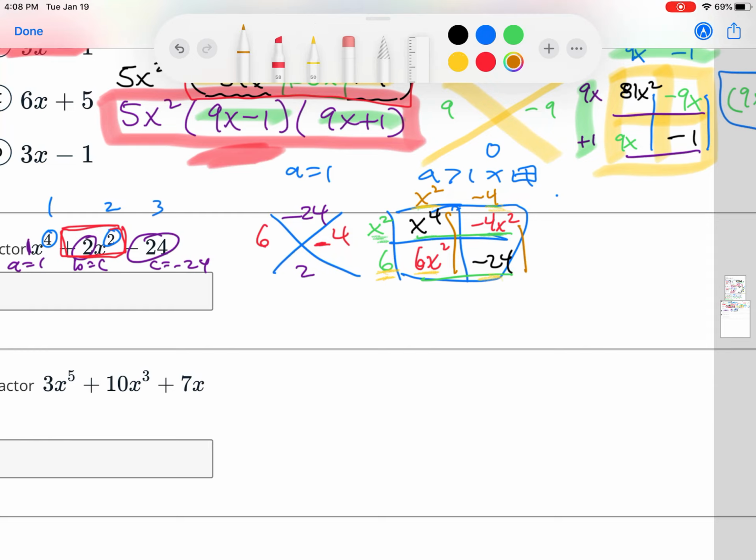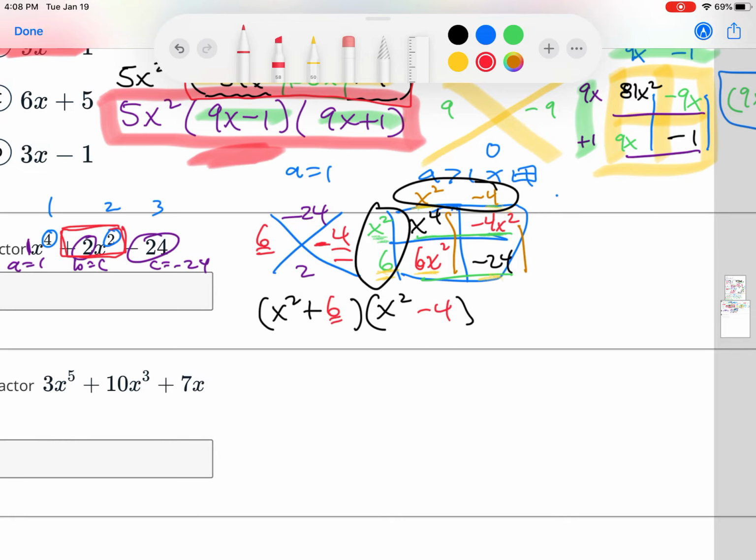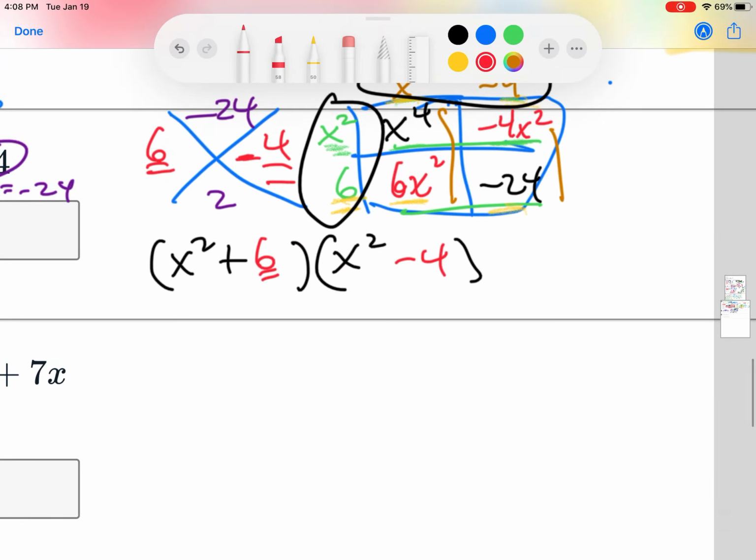Okay, why did I say in red you didn't need that? Well, look here. X squared plus 6. Hold on, sorry, I missed that. Plus 6, do you see that? You can just put it there. And the other one is going to be x squared minus 4, which is up here. All right, a little tricky in this problem.